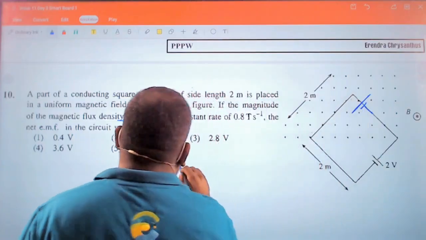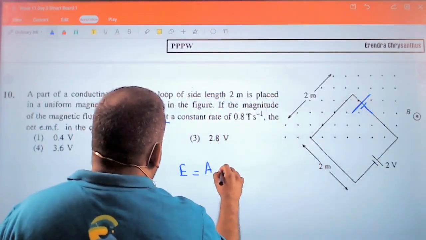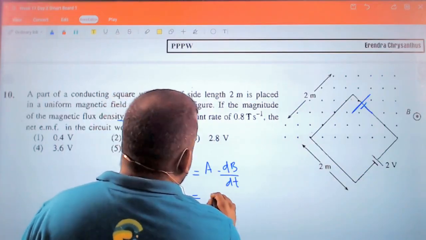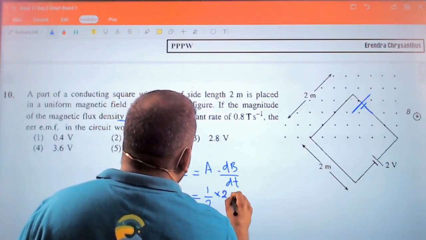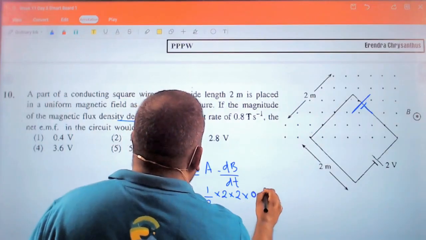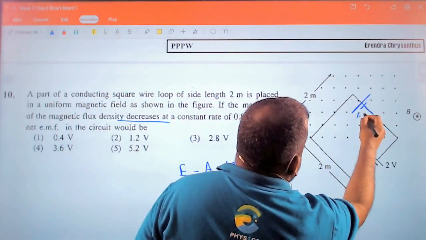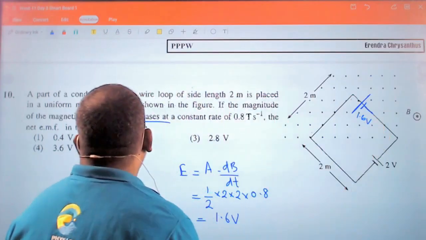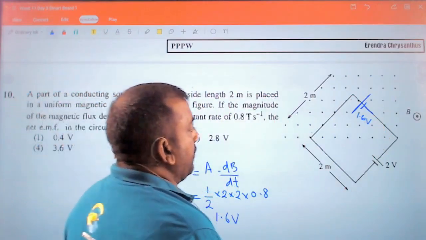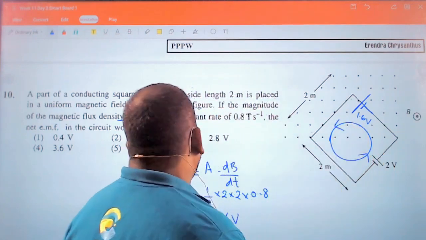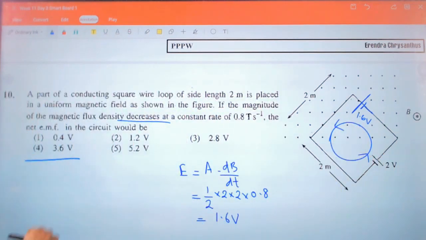The EMF is A times dB over dt. Area of the loop is half base into height. Rate is equal to 0.8. 1.6 volt. So 1.6 volt there. What's the net EMF? Take Kirchhoff. Minus plus minus plus, 3.6. 3.6 volt is answer number 4.